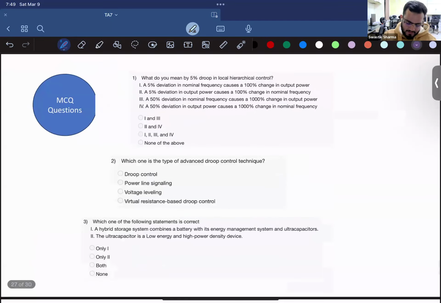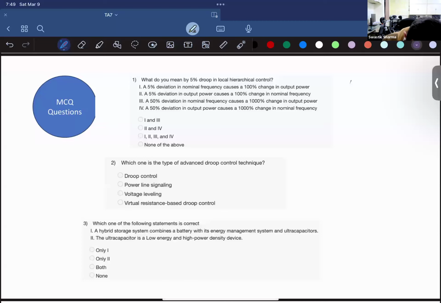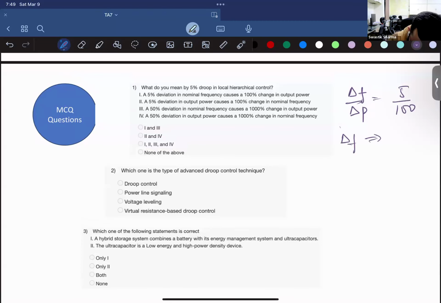Next, what do you mean by 5% droop in local hierarchical control? So 5% means this delta F by delta P equals 5 by 100. So what does this mean? I have made it easier for you, right? It means that if delta F is deviated by 5%, it will produce a 100% deviation in your power. Yes. So the correct answer is... oh, there are options: 50% deviation in nominal frequency causes 1,000... Okay. So 1 and 3 are correct answers.